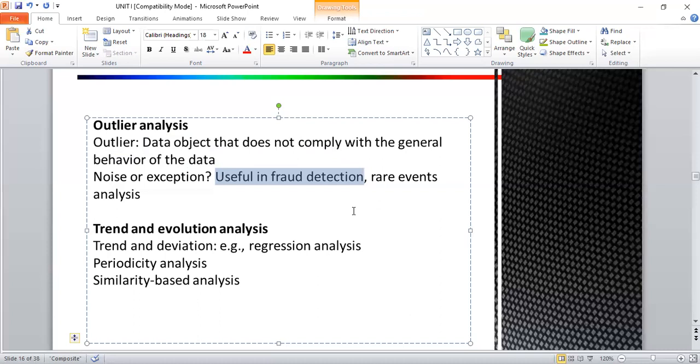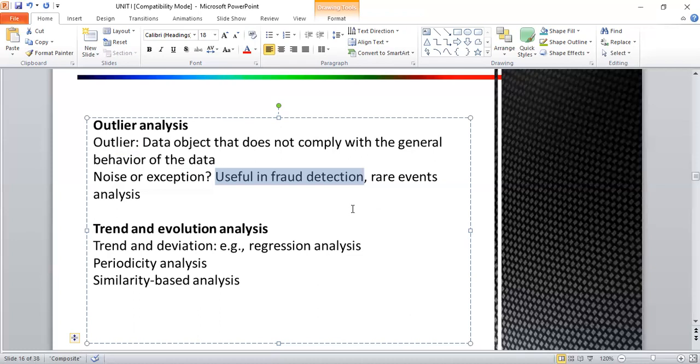Next one is your trend and evolution analysis. The term evolution we have already seen at the start, where we studied database evolution and data mining evolution from database technology. Data evolution analysis basically describes the regularities or trends for objects. Basically, we want to study the data on the basis of time, changes over a period of time, you can say. This kind of analysis can include characterization, discrimination, classification, and clustering of time related data.